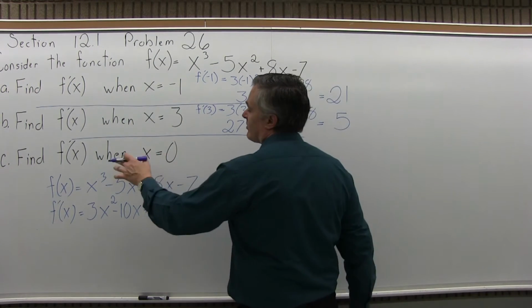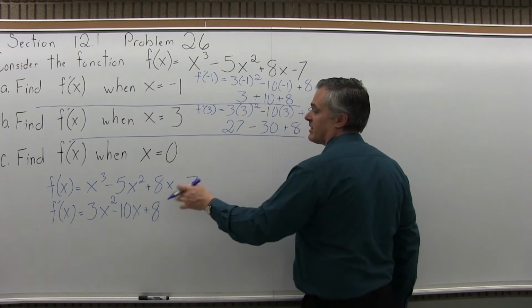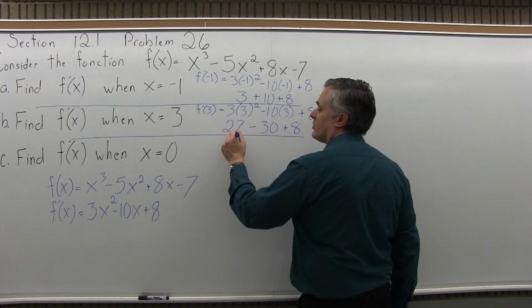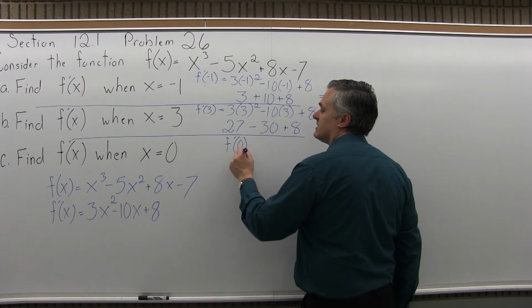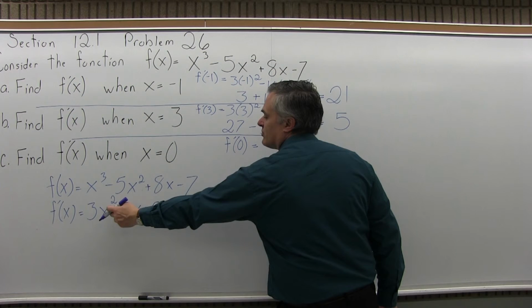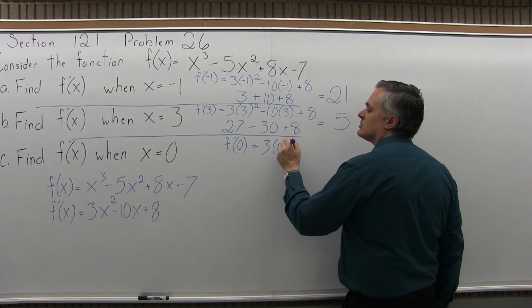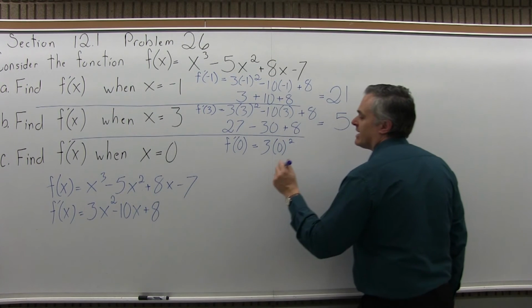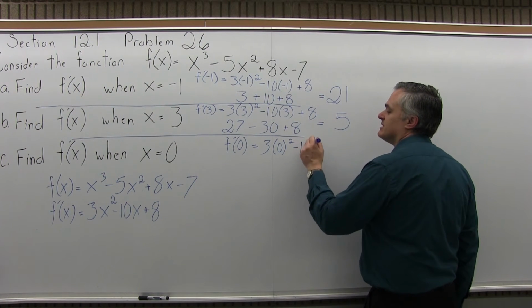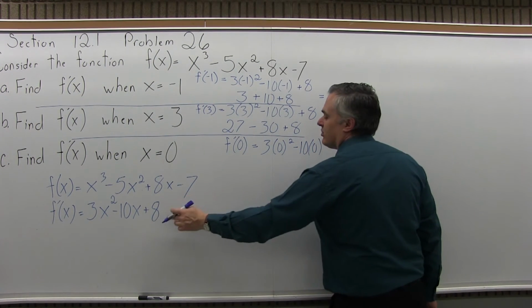And finally, find f prime of x when x is 0. So take my f prime of x and put in a 0. F prime of 0 equals 3x squared becomes 3 times 0 squared. Minus 10 times x is minus 10 times 0. And then plus 8.